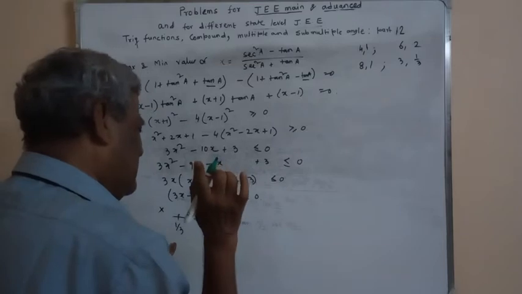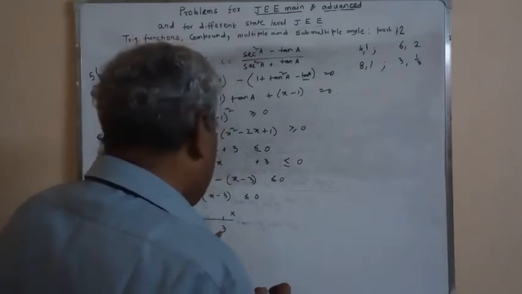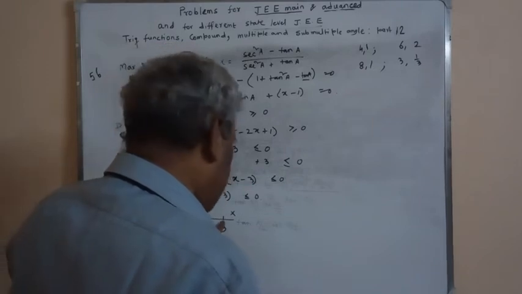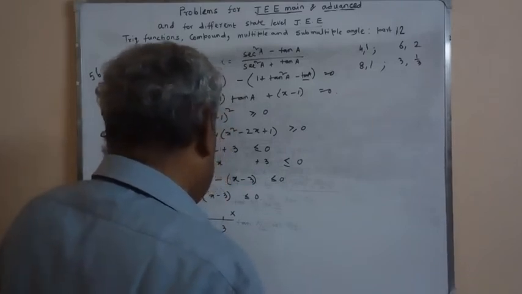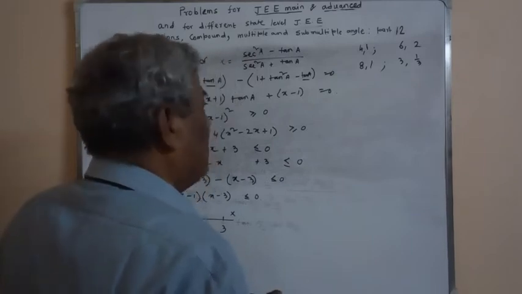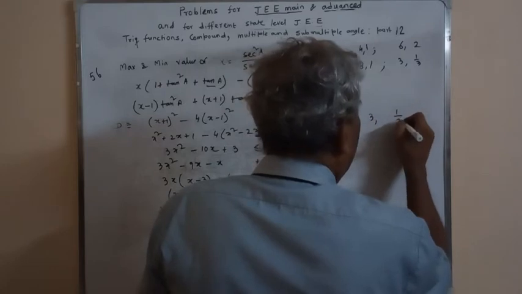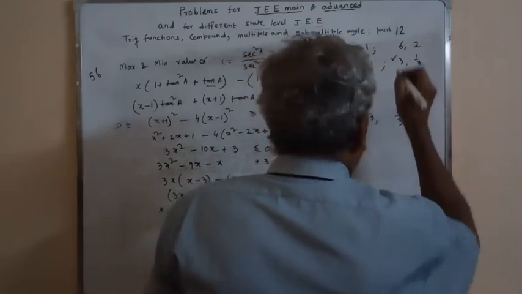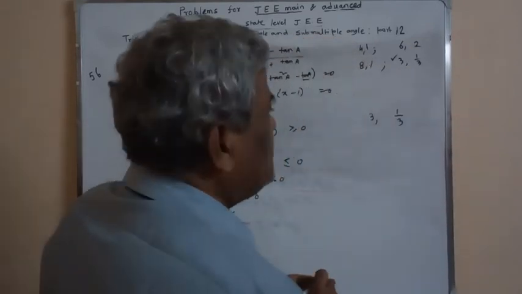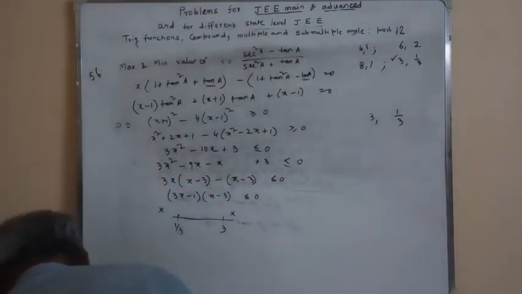You can verify it. So from here, it is clear that the maximum value of x is 3 and the minimum value of x is where 3x minus 1 is equal to 0, that is x is equal to 1 by 3. So the maximum value is 3 and the minimum value is 1 by 3. So option D is correct. Next.